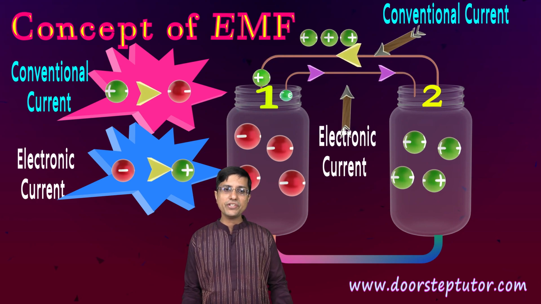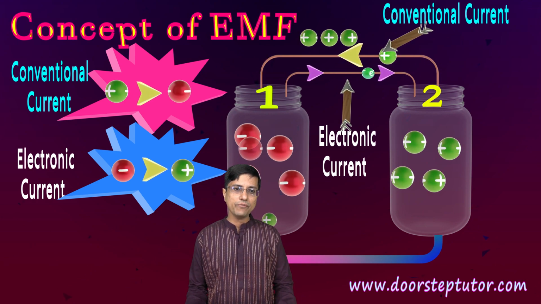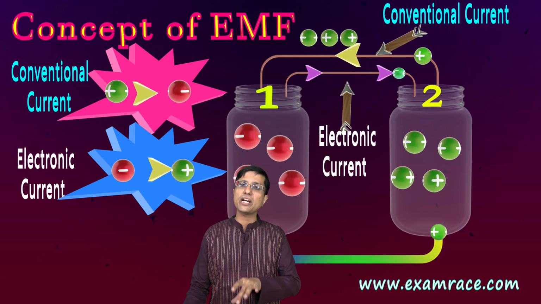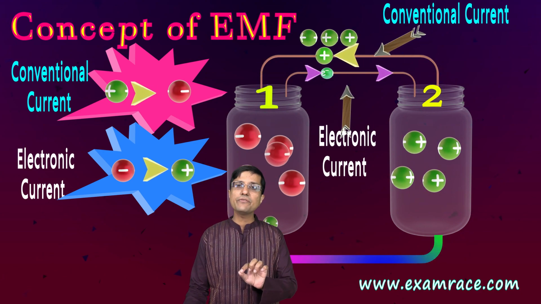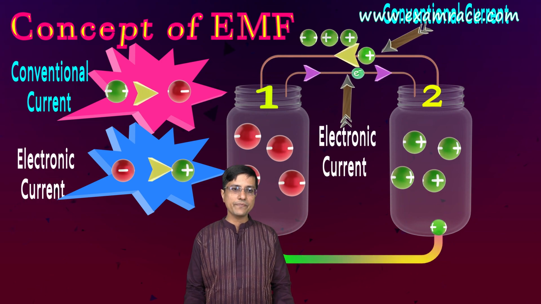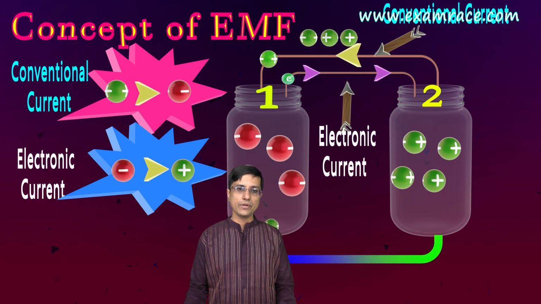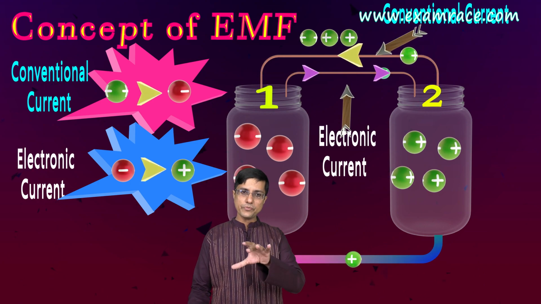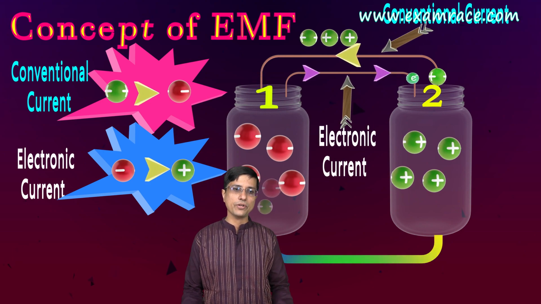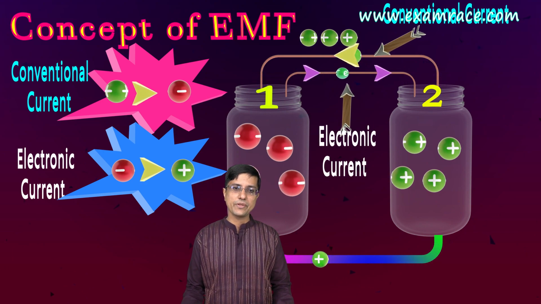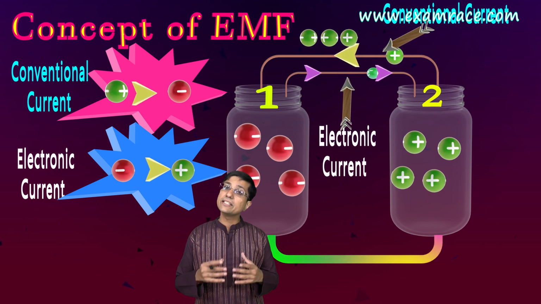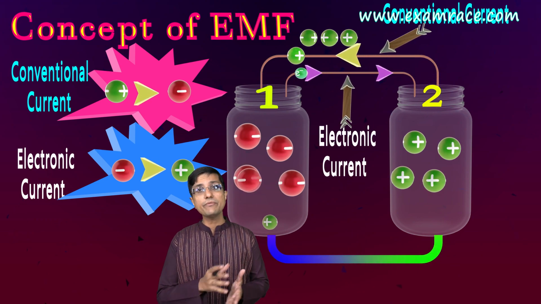If you look at it the conventional way, what we would be doing is prying away positive charges from the negative jar, from this jar, and putting them into the positive jar. This is the conventional way of looking at things, and this is actually what we will be using from now onwards.